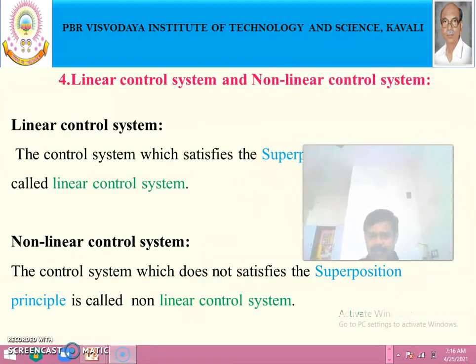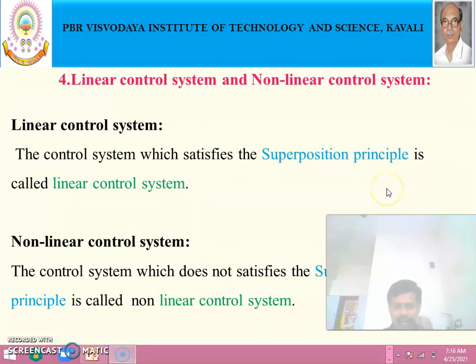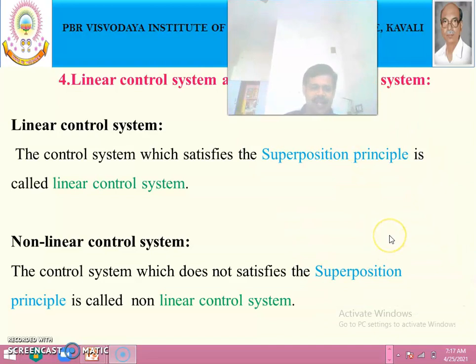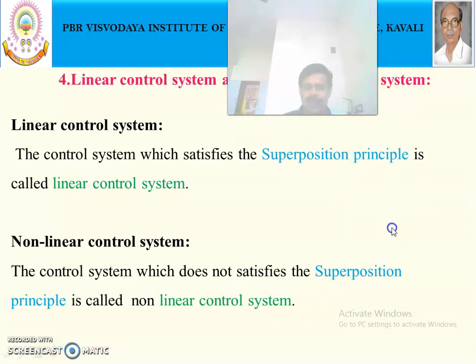Then the next classification is linear control system and non-linear control system. A linear control system is a control system which satisfies the superposition principle. If the control system does not satisfy the superposition principle, then it is a non-linear control system.